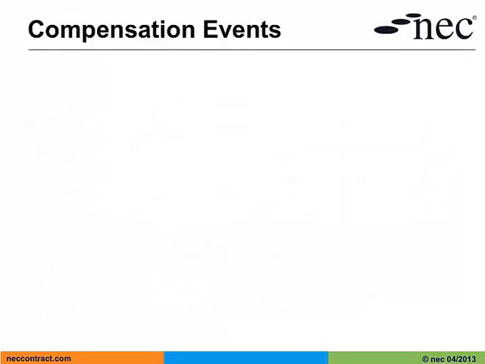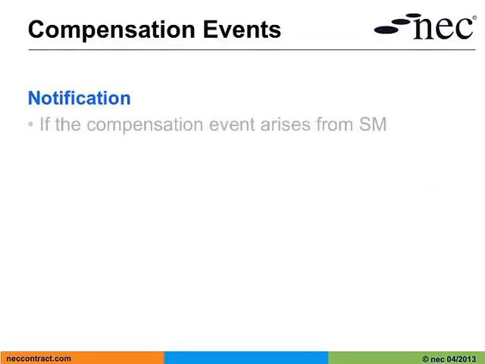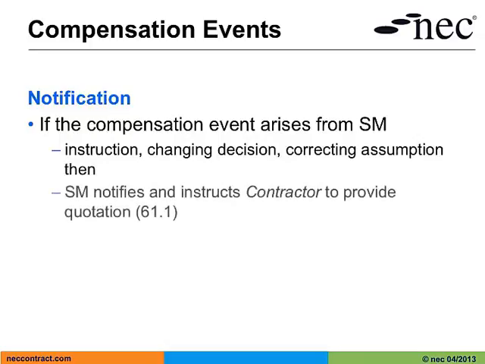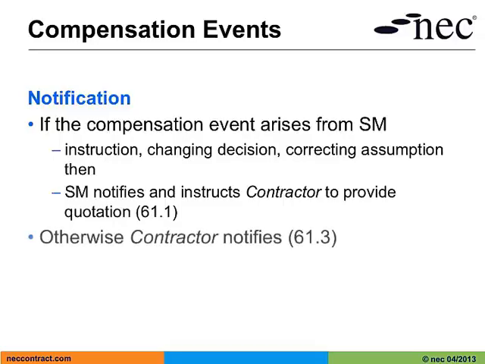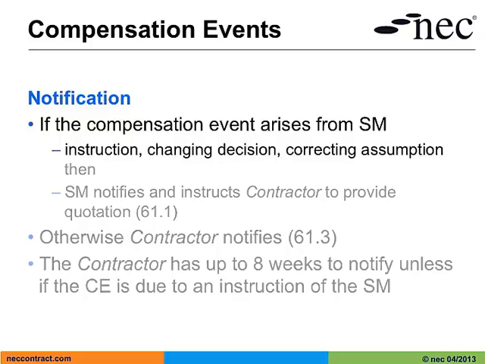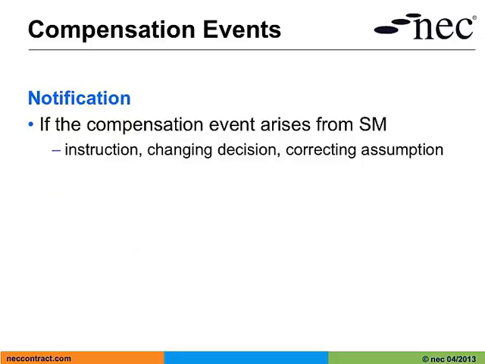The first stage of the process is notification. If the compensation event arises from the service manager giving an instruction, changing a decision, correcting an assumption, then the service manager notifies and instructs the contractor to provide a quotation. For all other compensation events, it is the contractor's obligation to notify. The contractor has up to 8 weeks to notify of the compensation event unless it was due to an instruction of the service manager. This is what is called an 8-week time bar.